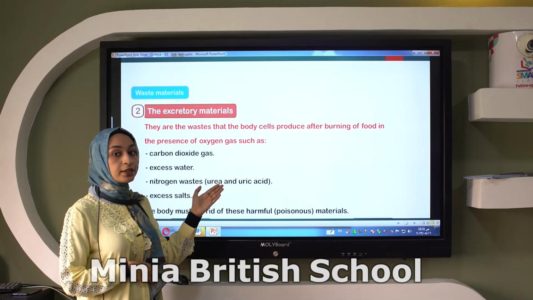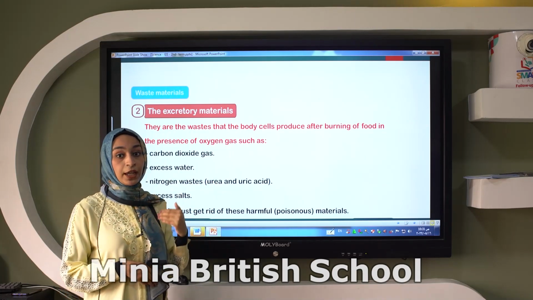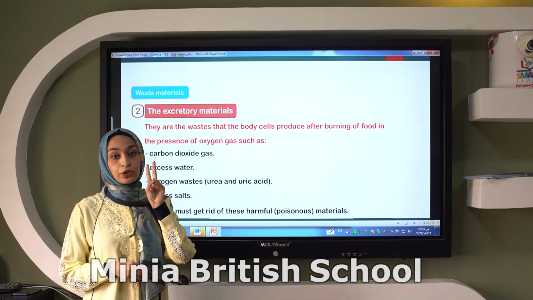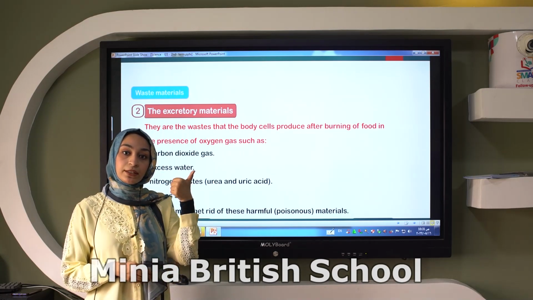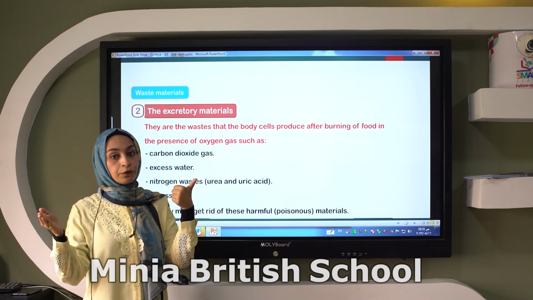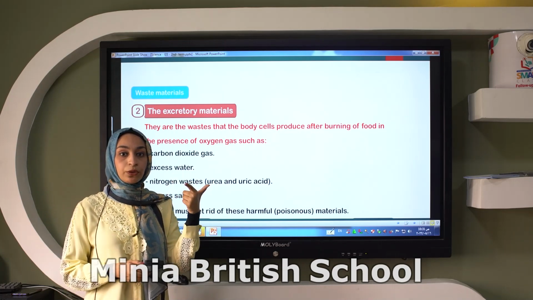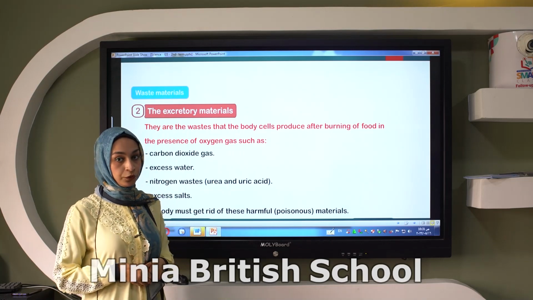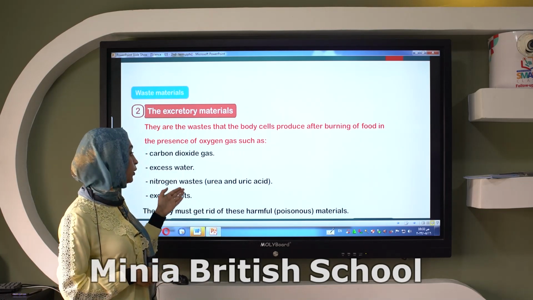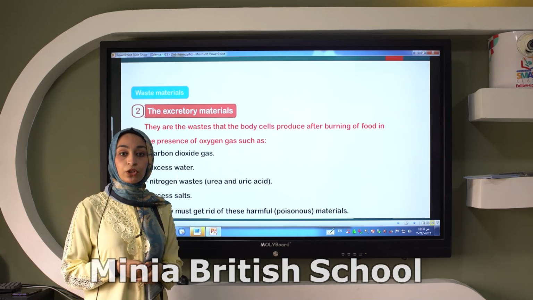What about the excess water and excess salt? They can pass outside the body through two organs. Number one, the sweat glands in the skin, in the form of sweat, or through the urinary system, through the two kidneys, in the form of urine. What about the last example, which is nitrogenous waste?